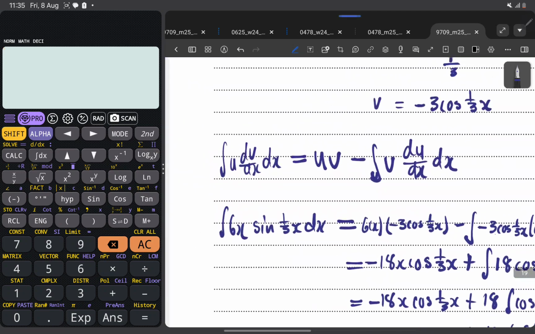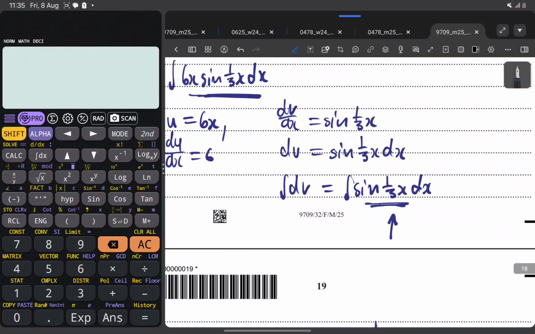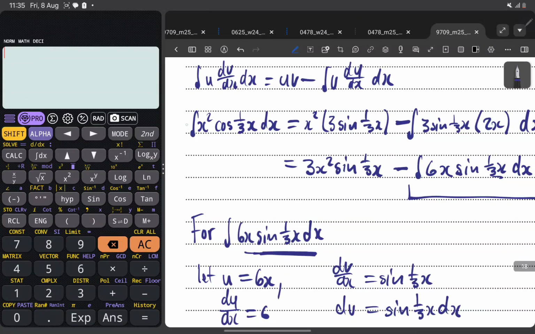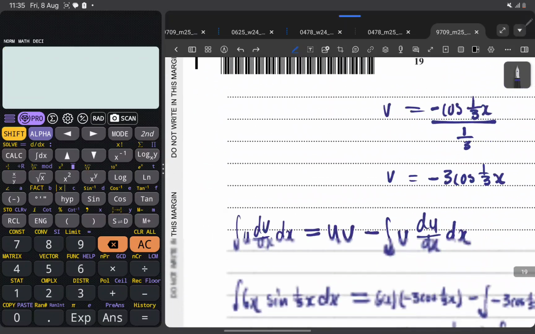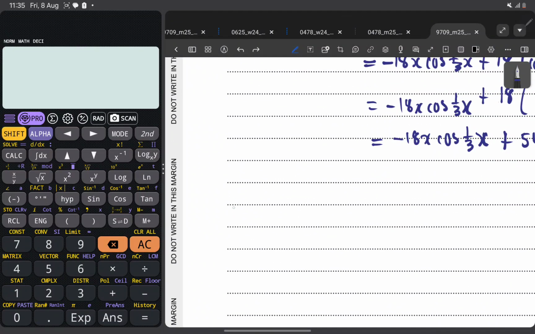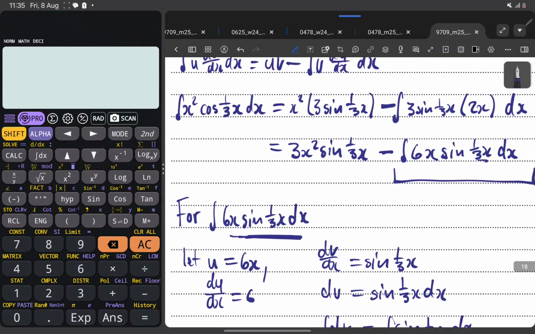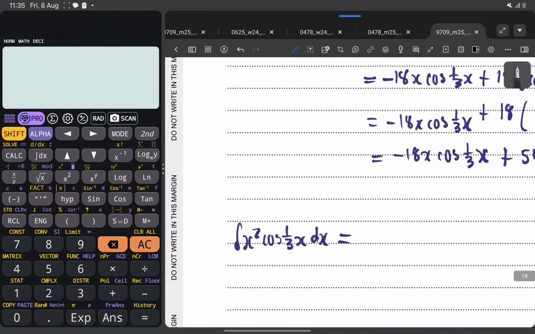We have this now, but this is only part of the thing. This is the solution for this part. So we are going to rewrite the original integral and show that it is equal to this, and then we simplify. So let's do it. The integral of x squared cos 1/3 x with respect to x is actually equal to, we take what the solution was, 3x squared sine 1/3 x minus this integral.